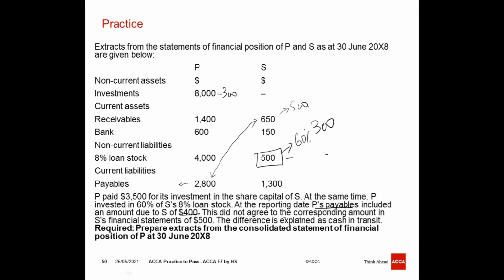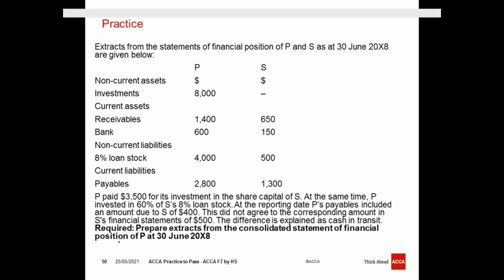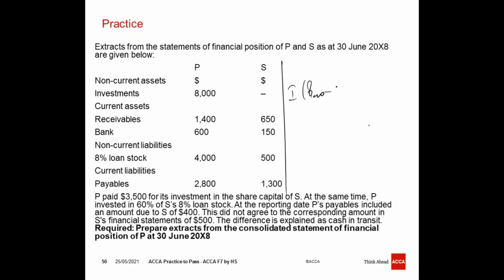So now when we are preparing the consolidated financial statements, investment will now be reported at 8,000 minus 3,500 for investment in subsidiary and 1,500, 300 for the loan stock. So it will become 4,200.